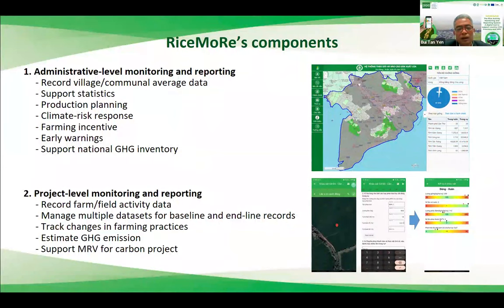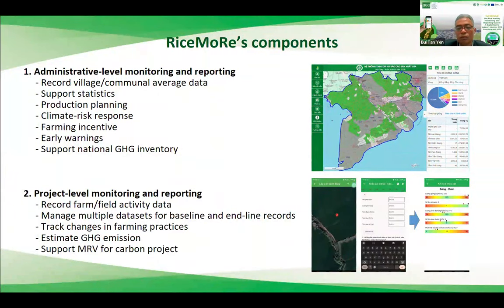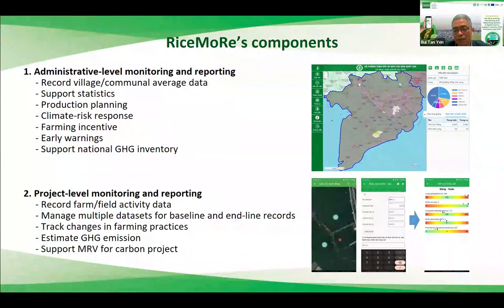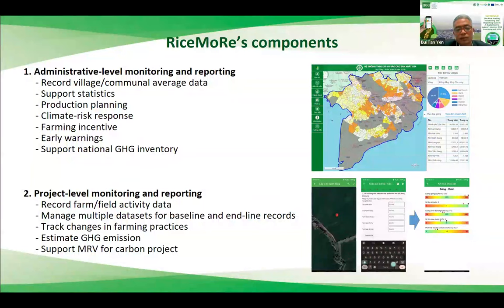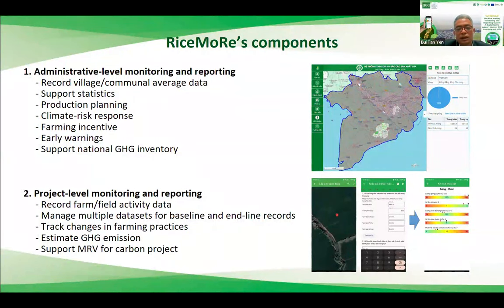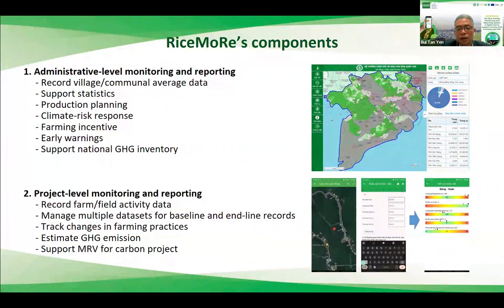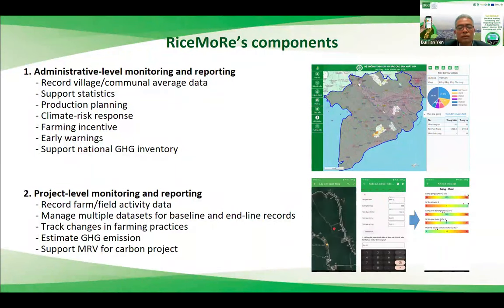For field or project level monitoring and reporting, we have another component that you see here. We developed a mobile app platform. It can be used to record farm field activity data. It's more detailed: it manages multiple data sets for baseline and inline records, tracks the chain of farming practices, estimates GHG emission, and also supports MRV for carbon projects. So the two systems can work and support each other, and the whole RiceMoRe system can be used for both national scale and project scale.